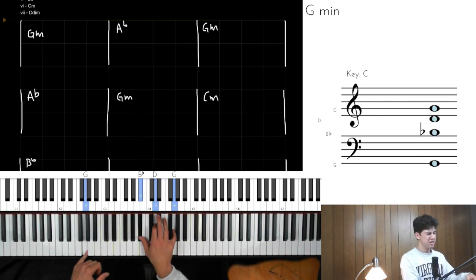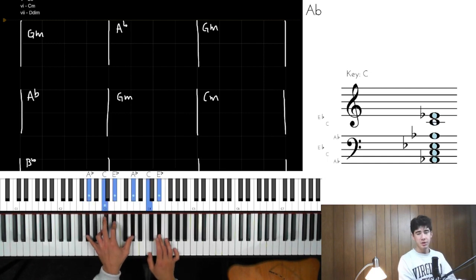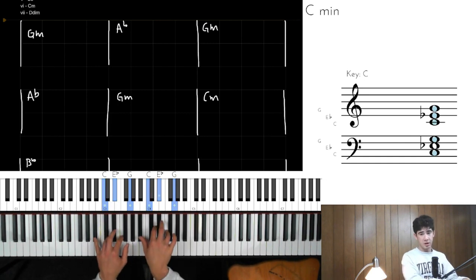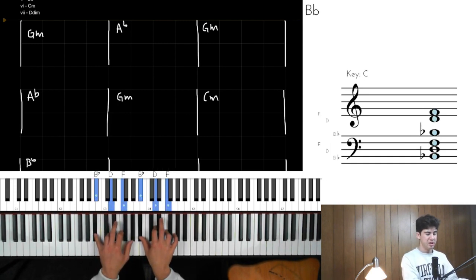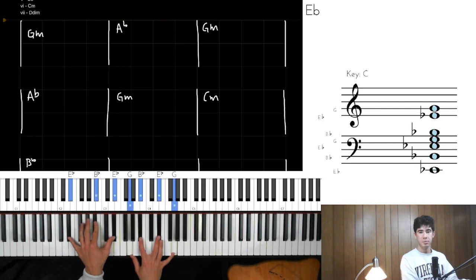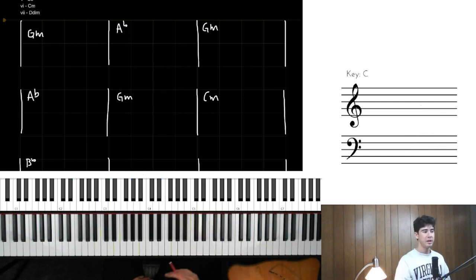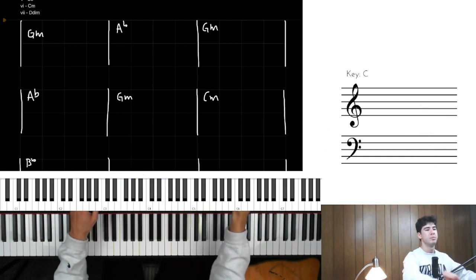G minor functions as our tonic. A flat major is going to be a subdominant. C minor is also a subdominant. B flat is our dominant in the key of E flat major, and that always wants to resolve to E flat. All right, so that's the basic structure. Let's go ahead and add some extensions on here and make it sound pretty.